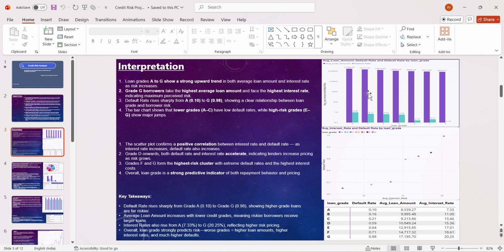So overall, the bar chart shows the lower grades A to C have low default rates, while higher risk grades like E to G show major jumps.